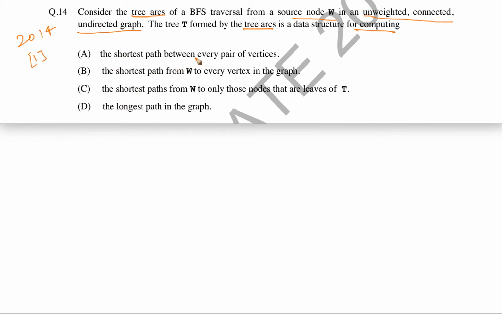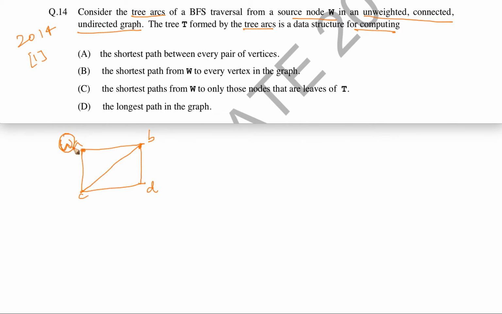Okay, so they are saying that when we do a BFS traversal from a particular node W, let's say the graph is something like this. Let's say there are 5 edges, something like this. This is A, B, C, D. These are the names of the nodes. And let's say this is W. So we are talking about W equal to A.